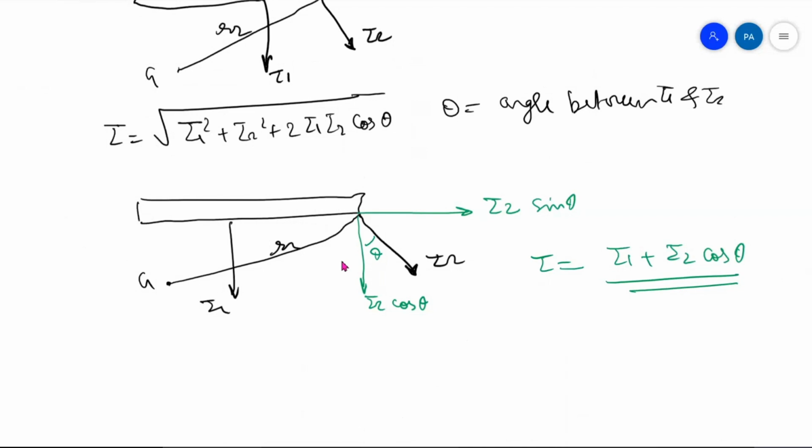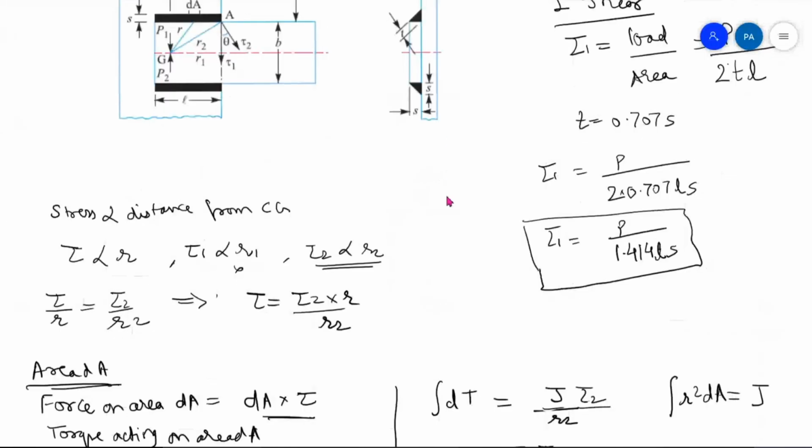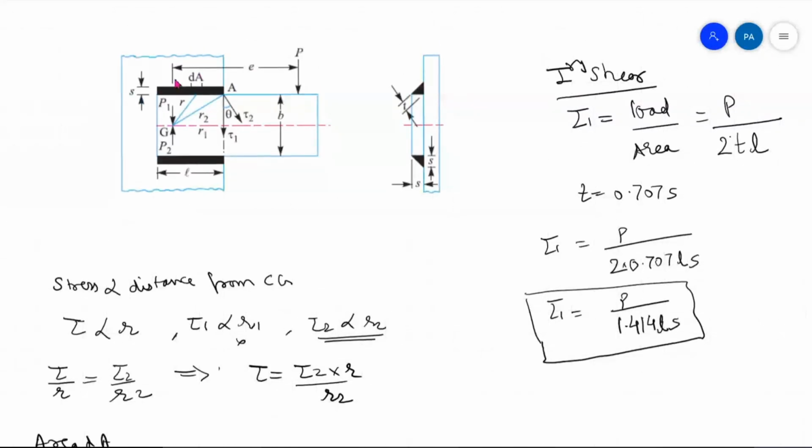Once we know tau 1 and tau 2, we can add it either this way or this way, and we will get the value of tau. And then that tau value will be used to find the value of throat thickness t or size of weld s. Now why R2? Why R2? R2 is the distance of the centroid from the farthest point. Farthest point.